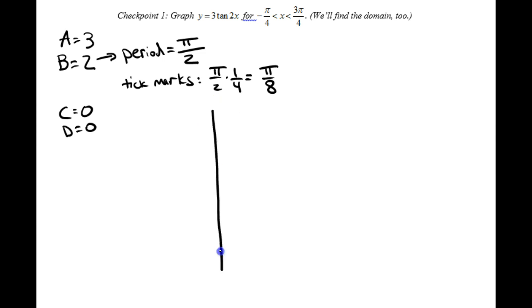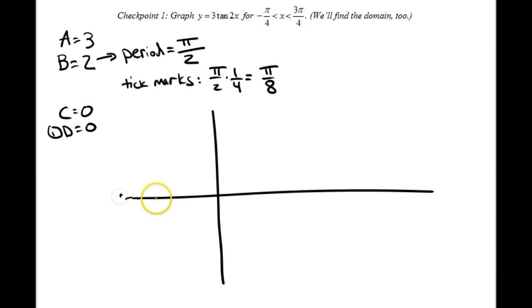Alright, so let me draw my x and y axis here. Now as we look at our list of things to do, we're always going to start with d. So d is first. There is no shift, so my midline is still right here along the x-axis. I'll go ahead and put my tick marks down nice and spread out so I can see what's going on. So pi over 8, 2 pi over 8, which is pi over 4, 3 pi over 8, 4 pi over 8, which is pi over 2, 5 pi over 8, 6 pi over 8, which is 3 pi over 4, and notice that's as far as they want me to go right there.